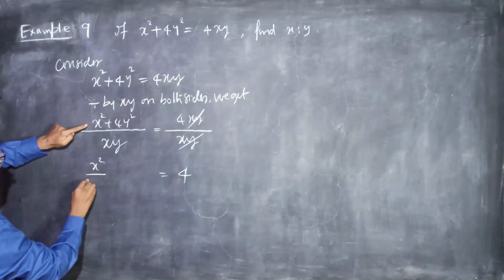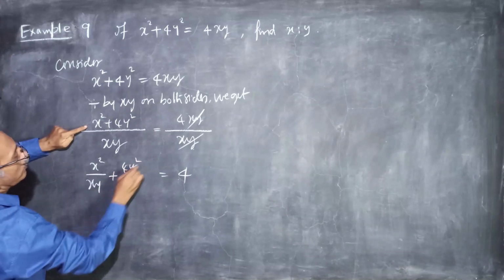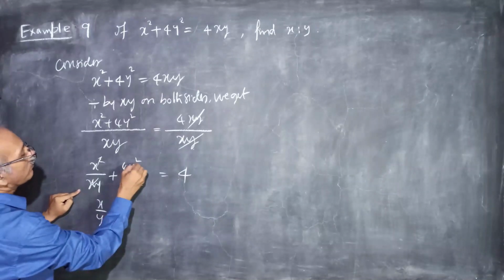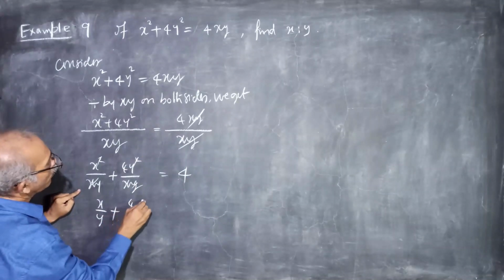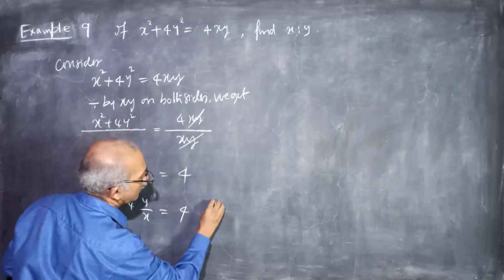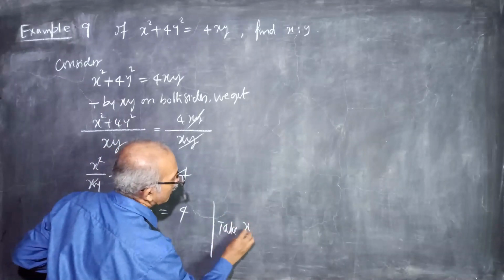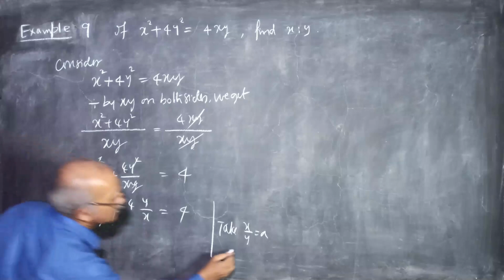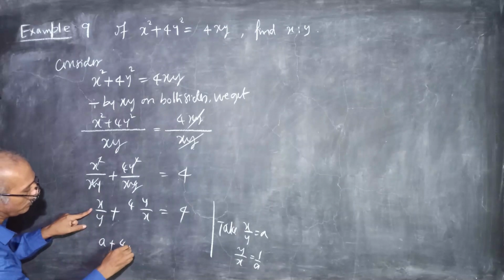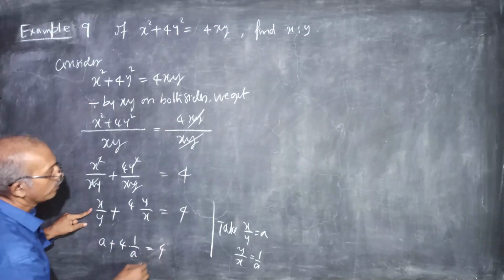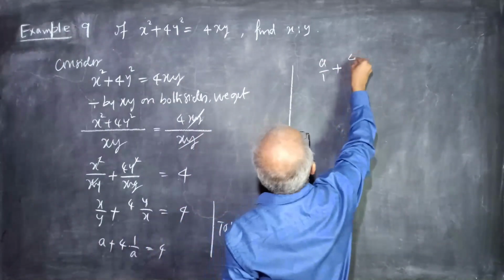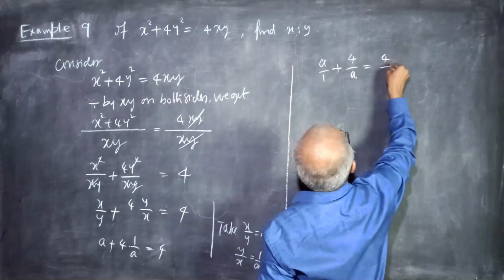Here we shall split x square by xy plus 4y square by xy. So you can cancel one x, here you will get x by y. Here you can cancel one y, so 4 into y by x is equal to 4. So we shall take x by y as a and y by x as 1 by a. So a plus 4 into 1 by a is equal to 4. This is equal to a by 1 plus 4 by a is equal to 4 by 1.